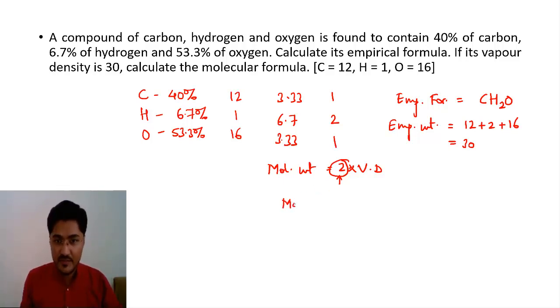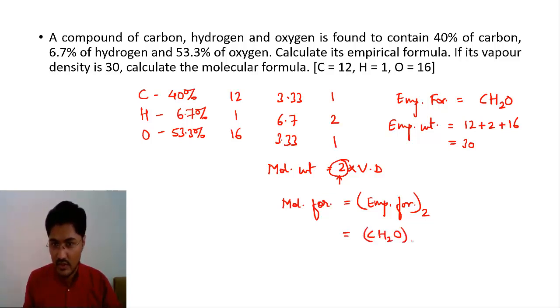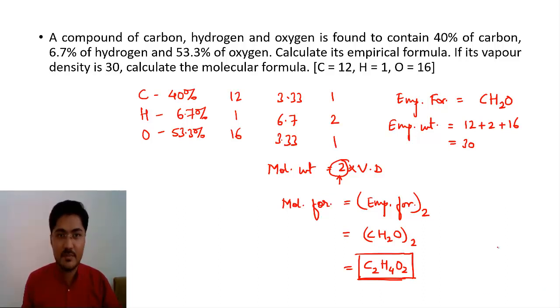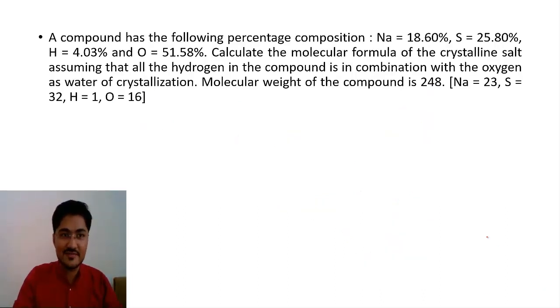Molecular formula will be empirical formula multiplied by 2, that is CH2O into 2, hence we get C2H4O2, and this is your final molecular formula of the given compound. Now let's look at the next question.